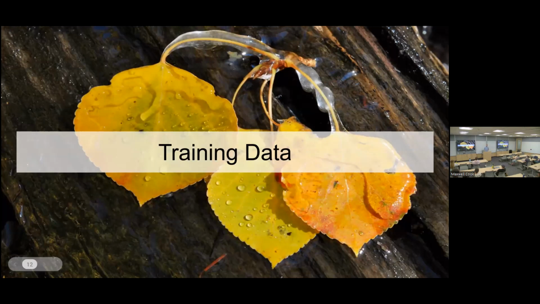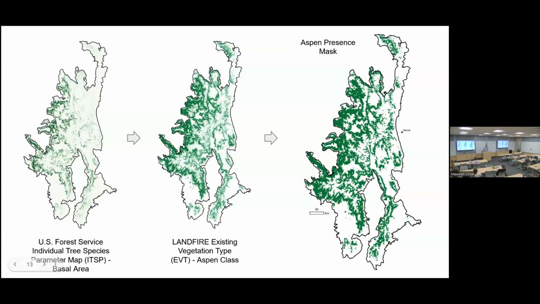Now the all-important training data. So any image classification is really only as good as its training data. For this project, we wanted to be really certain that we had quality training data for aspen forest cover. So what we did is we created this aspen presence mask using two different data sets. The US Forest Service individual tree species parameter map, which is a pretty interesting database of individual tree species modeled using FIA data and Landsat imagery, which gives estimates of basal area and stem density.